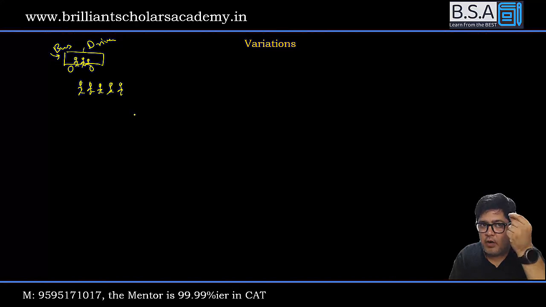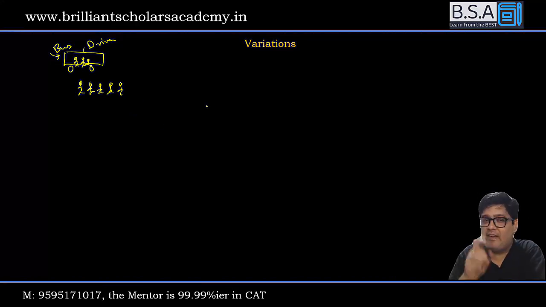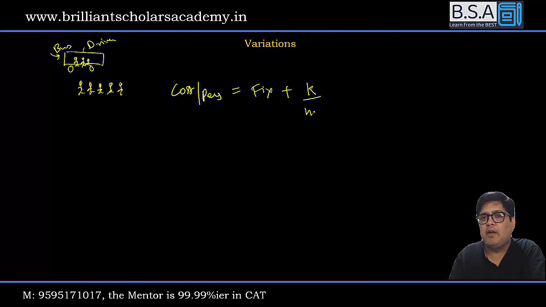So this is called inverse variation or indirect variation. Language पे ध्यान देना. Cost per person is equal to some fixed value plus a constant upon number of people. If people start to increase, this will decrease. If less number of people travel, this will increase.